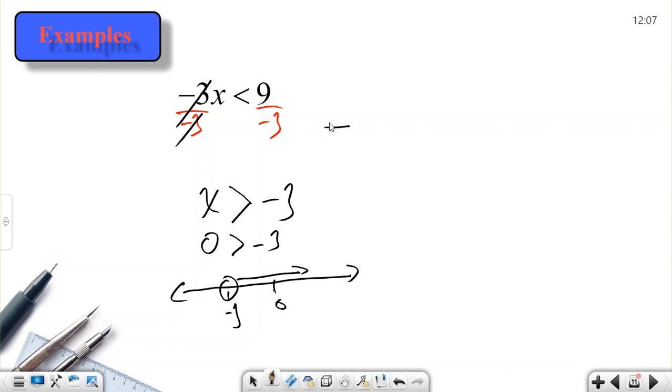Be careful here, the important part: when you divide both sides by a negative number, the inequality sign changes. It was less than, now it's turned to greater than.